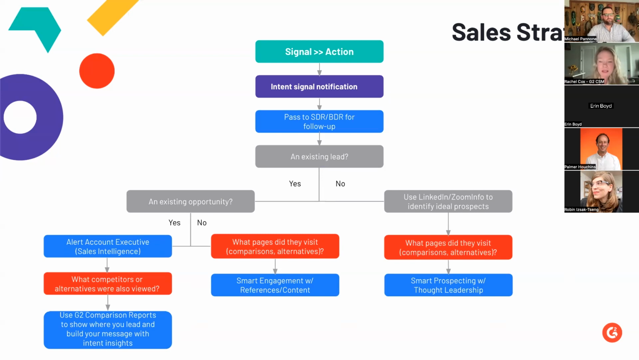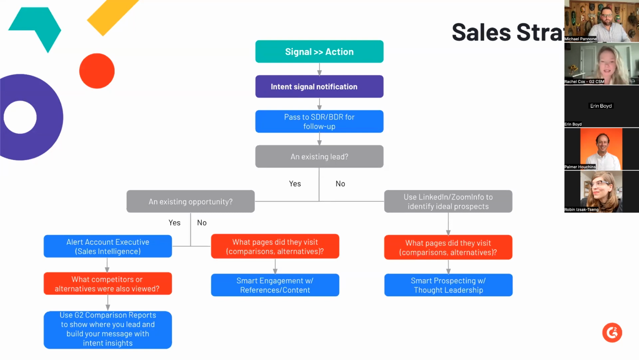So hypothetically, a new lead comes in maybe through Salesforce or a G2 email notification. And depending on if this is an existing lead or not, you'll follow one of a few paths. If this is an existing opportunity, the lead can then be passed off to the AE for personalization and prospecting. If they were looking at competitors, which ones? So you can consider including a G2 comparison report in the outreach to show where your company shines in those head-to-head comparisons taking place on G2.